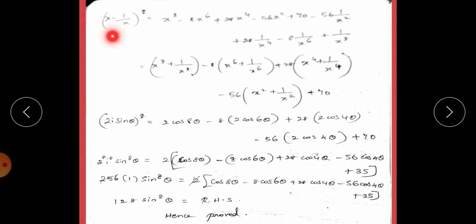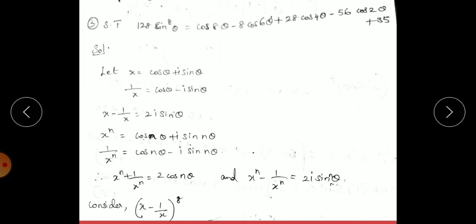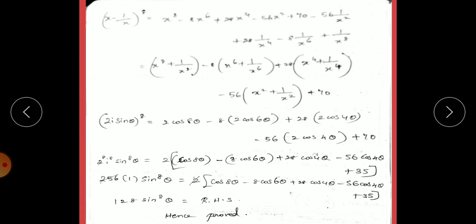Now x minus 1 by x is 2i sin theta, which we have seen here. So there we are using it here, and here also, so 2 cos 8 theta minus 8 over 6 theta. As usual, like the previous problem, we can write and cancel it, and get the answer as 128 sin power 8 theta equal to the right hand side term. Okay, so got the answer.